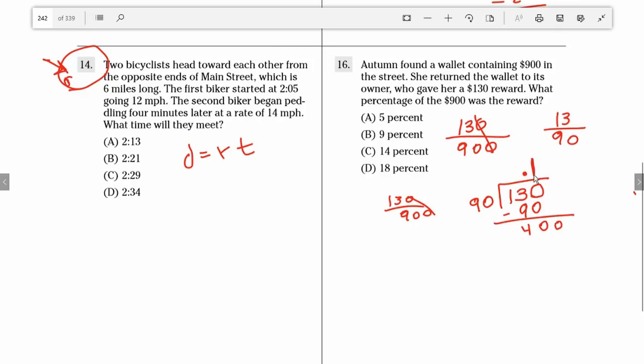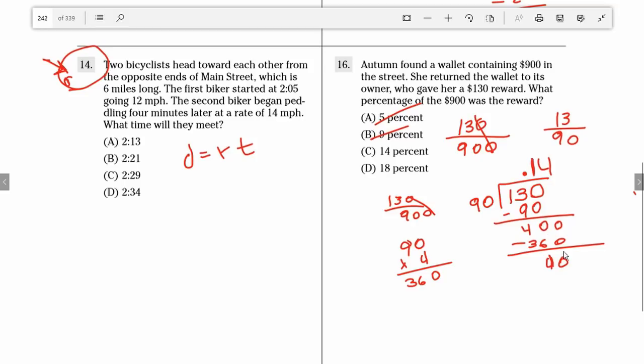And again, we can see that this answer is going to be 0.1 something. So it's not this one, nor is it that one. Does 90 go into 400? I'm going to say it does 4 times. 4 times 0 is 0. 4 times 9 is 36. So 90 times 4, of course, is 360. We subtract. 400 minus 360 is 40.